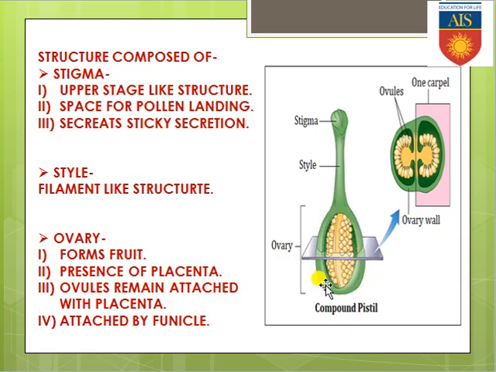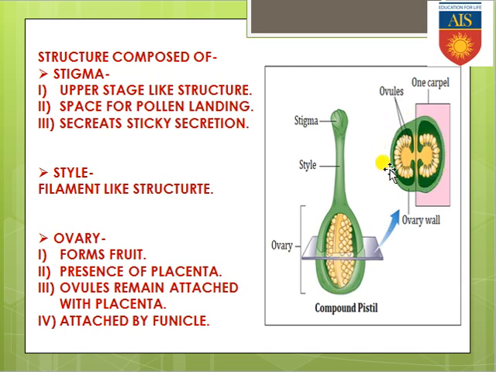Keep it in your mind, this ovary forms the fruit in future, and within the ovary there is a partition, and that partition or membrane like structure which is present is commonly known as placenta. So many ovules, that means the units of the ovary, remain attached with the placenta, and these ovules in future produce the seeds within the fruit. And each and every ovule is attached to the placenta by the help of a stalk like structure that is commonly known as funicle.